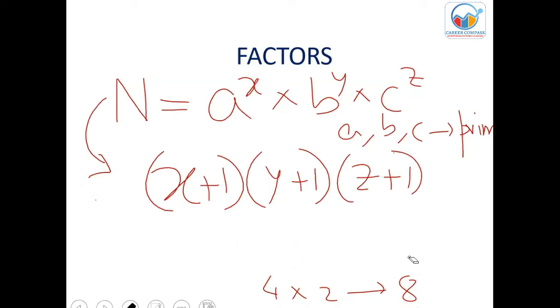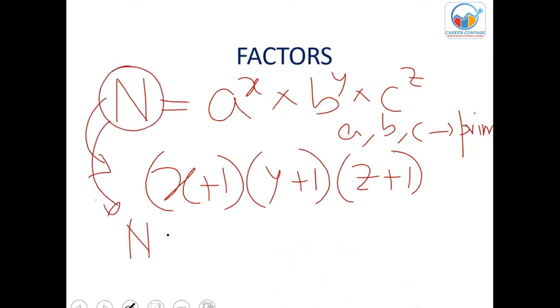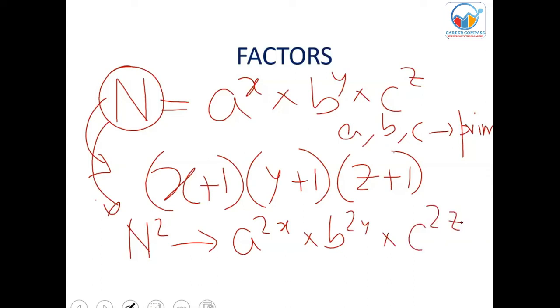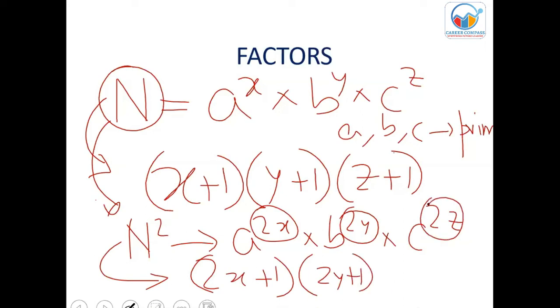Something very, very interesting. Tell me, guys, if this is n, what will be n square? a to the power 2x into b to the power 2y into c to the power 2z. If I ask you what will be the number of factors of n square, same funda you apply, no? You write 2x plus 1, 2y plus 1, and 2z plus 1, all right?